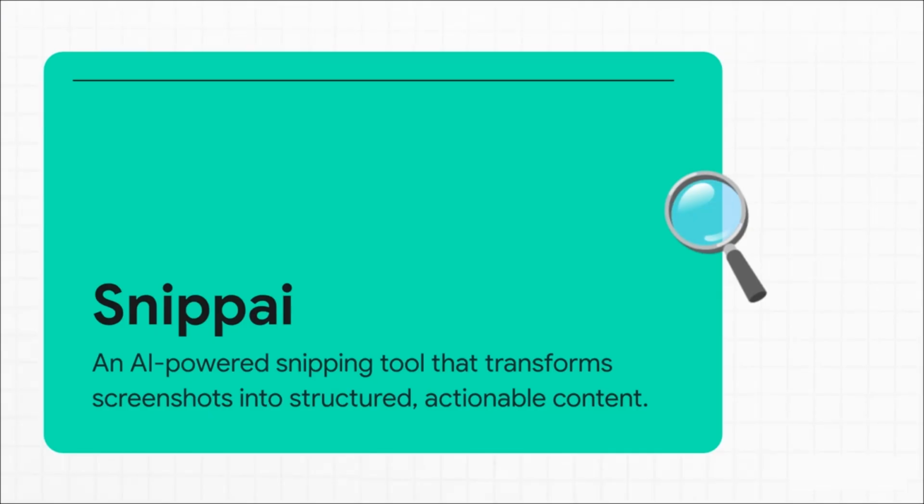Well, at its heart, Snippai is an AI-powered snipping tool. But the key word here, the real magic, is transforms. It takes those dead, static screenshots and breathes life into them, turning them into structured, actionable content. You know, stuff you can actually edit, copy, and use right away.